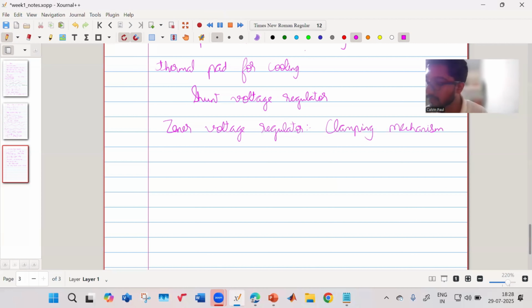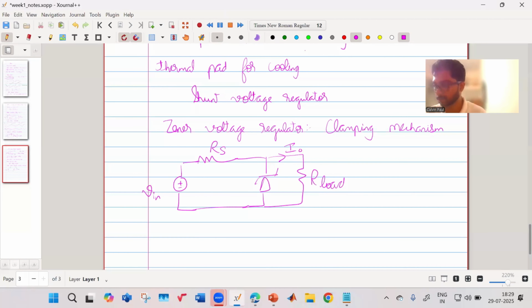Okay, so you have your Zener diode here, and here you have your load, which is drawing some current. Let us say you have some input over here, and you have some resistance over here. So now there is some current I flowing, there's some load current flowing, there's some Zener current flowing.